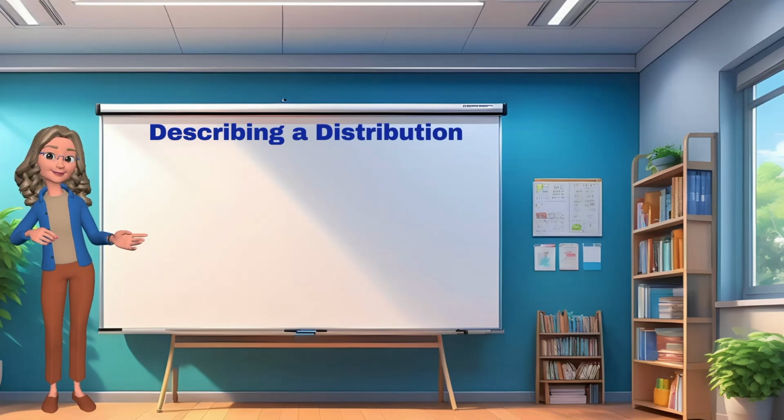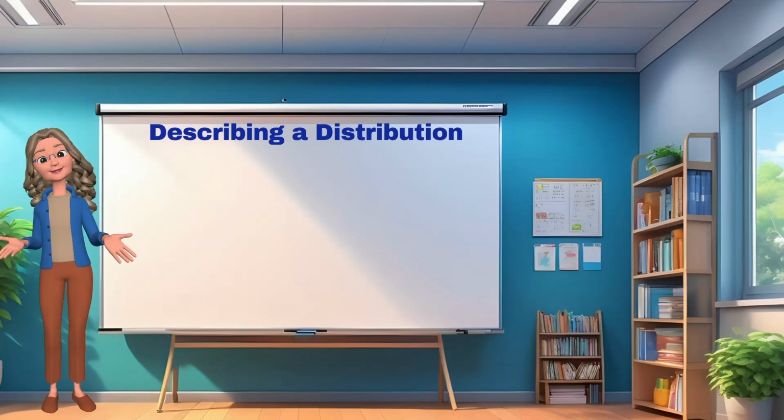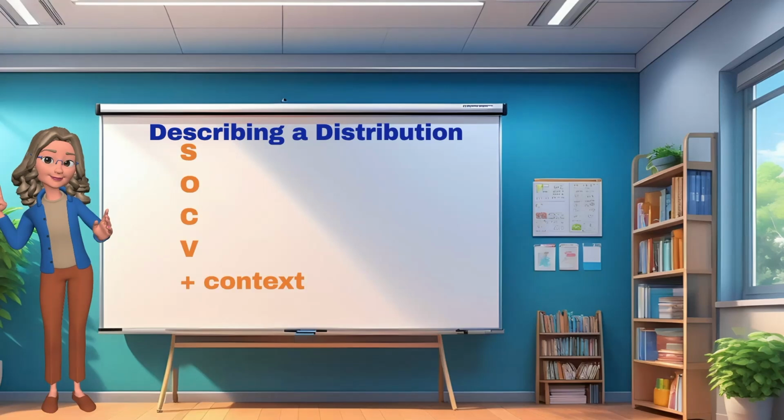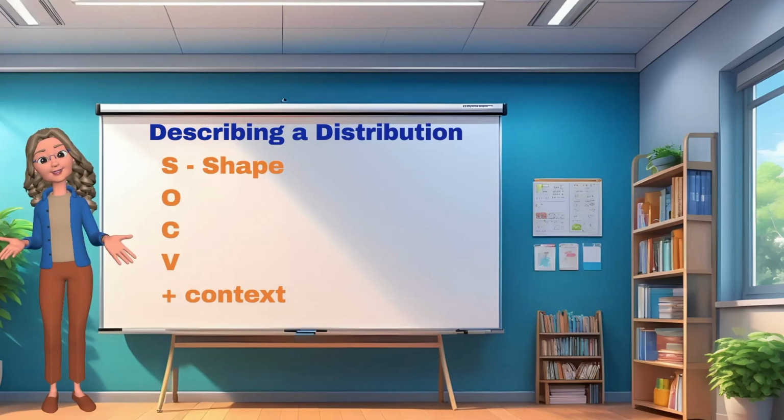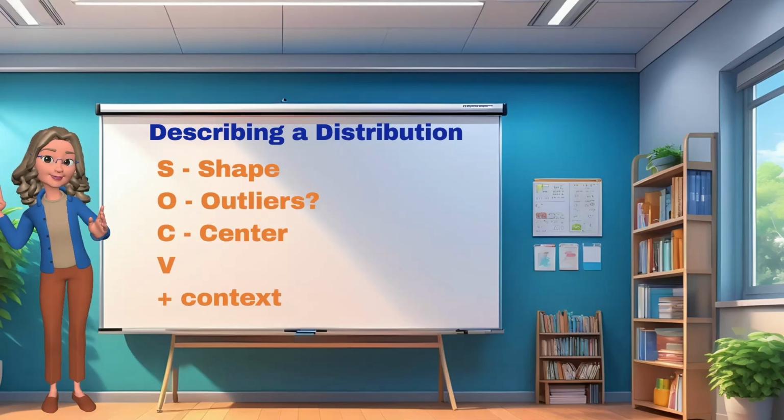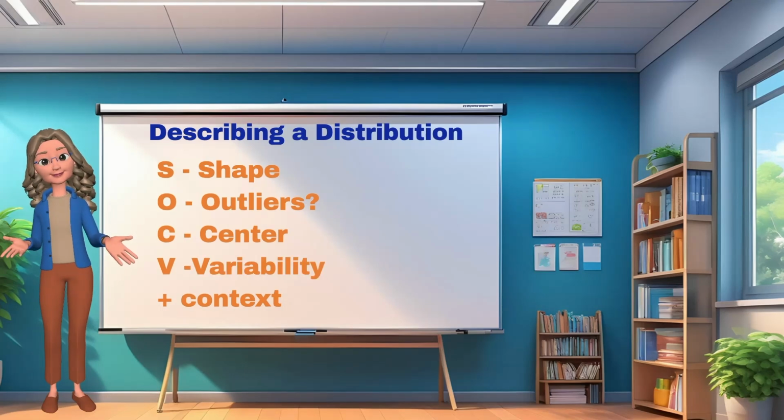Now that we've created these different graphs, let's talk about how to describe the distribution of a quantitative variable using the acronym SOCV: shape, outliers, center, variability, and context.